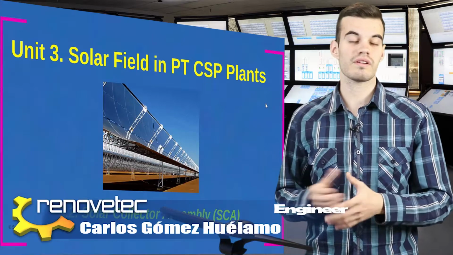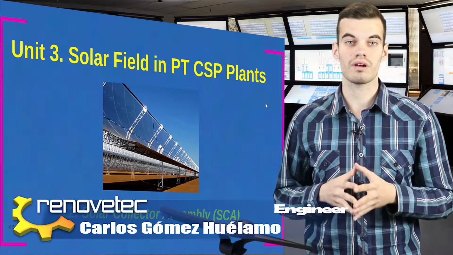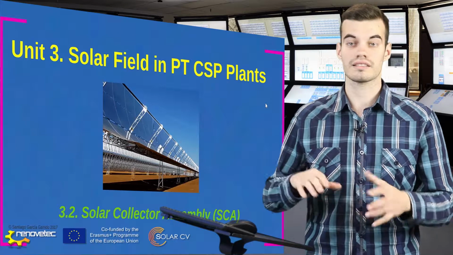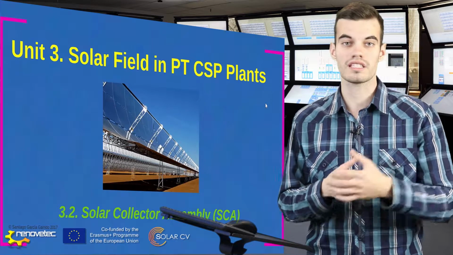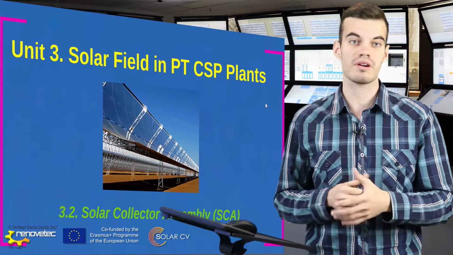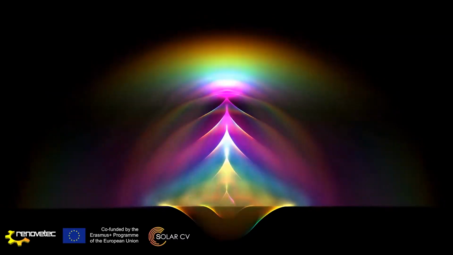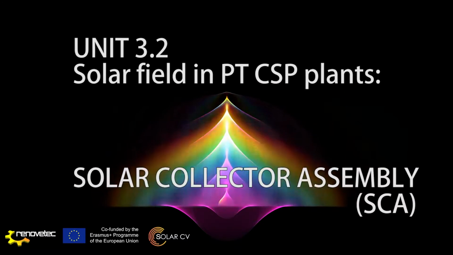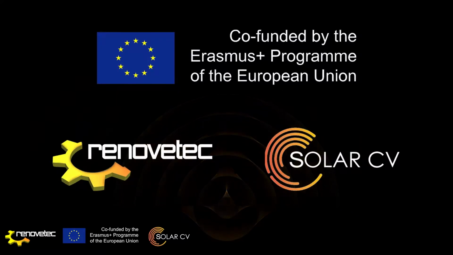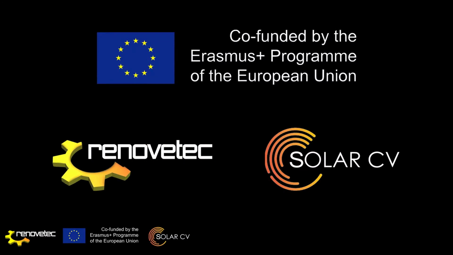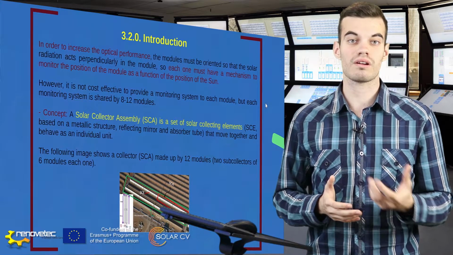In this unit, we're going to study the main definition of a collector, the main features, and the main components that are going to affect the behavior of this component, which is located in the solar field. First, we must understand what a collector is.